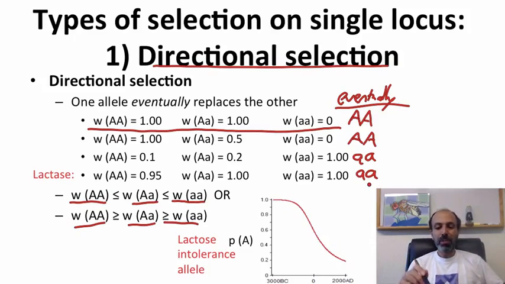Now this may not happen in real life for this particular example because we can now purchase lactase over the counter, but that's the direction that things have been. So these are all cases of directional selection where eventually you go to one form. You eventually go to monomorphism.